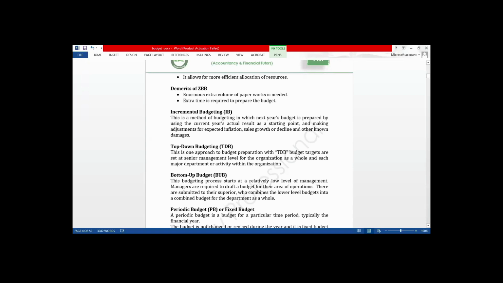Then lastly, under the financial budget, you can have budgeted statement of financial position that shows our budgeted assets and liabilities at a specified future period. So you may be asked to prepare any of these budgets.